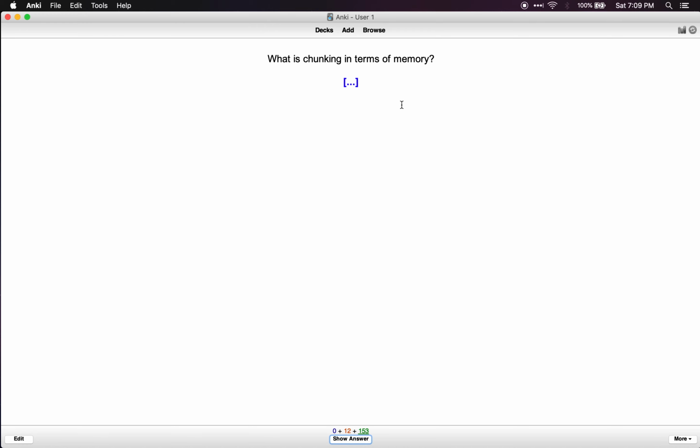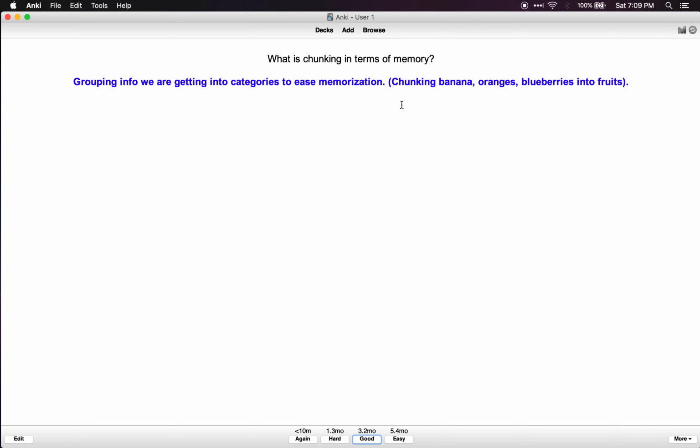What is chunking in terms of memory? Chunking is grouping the info we are getting into categories to ease memorization.